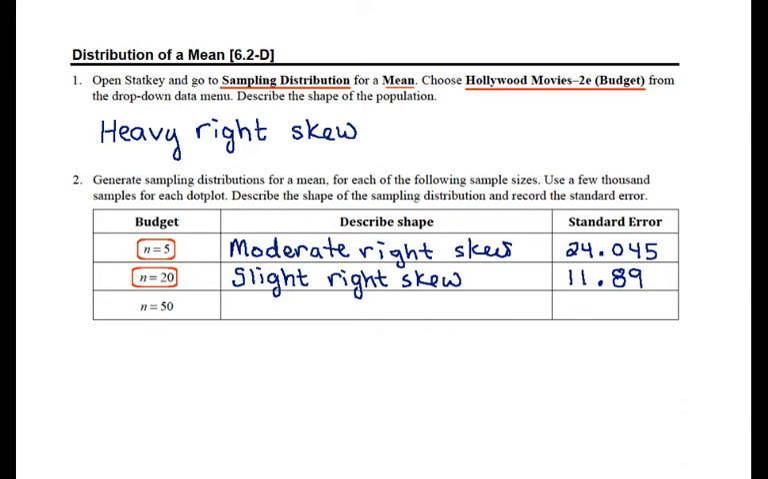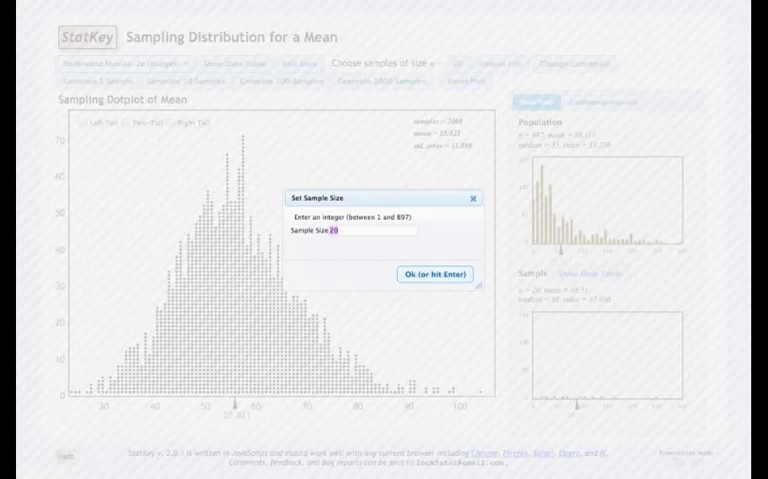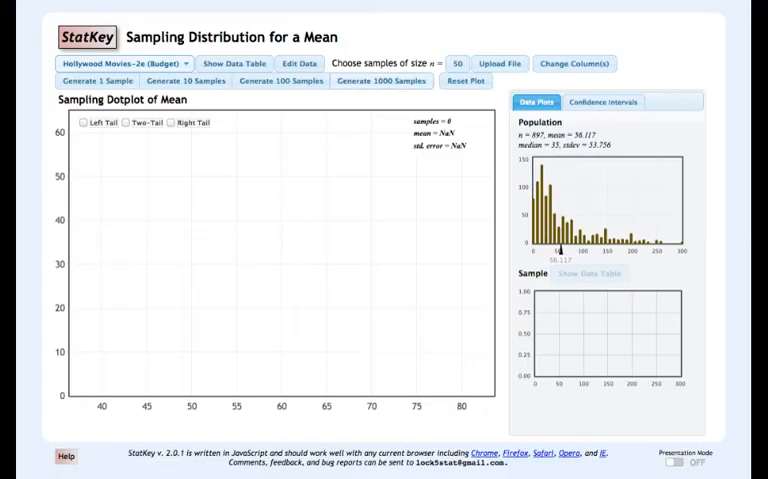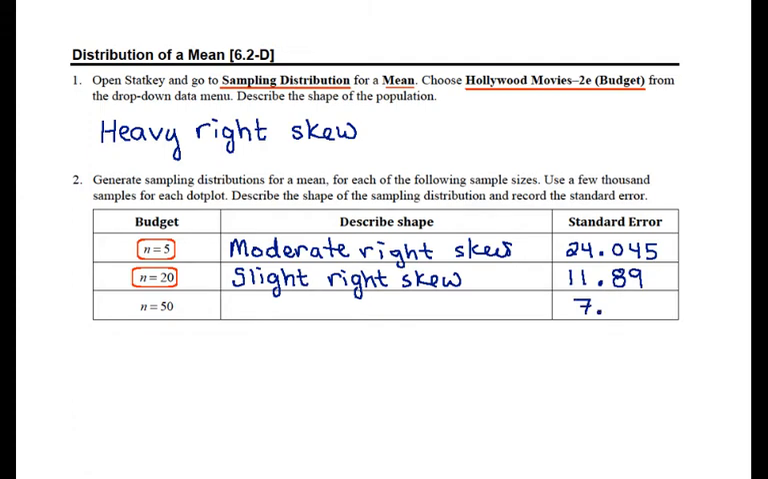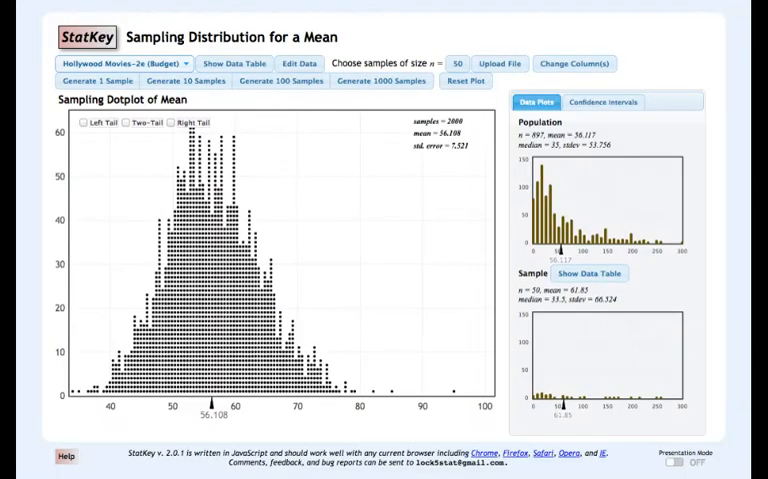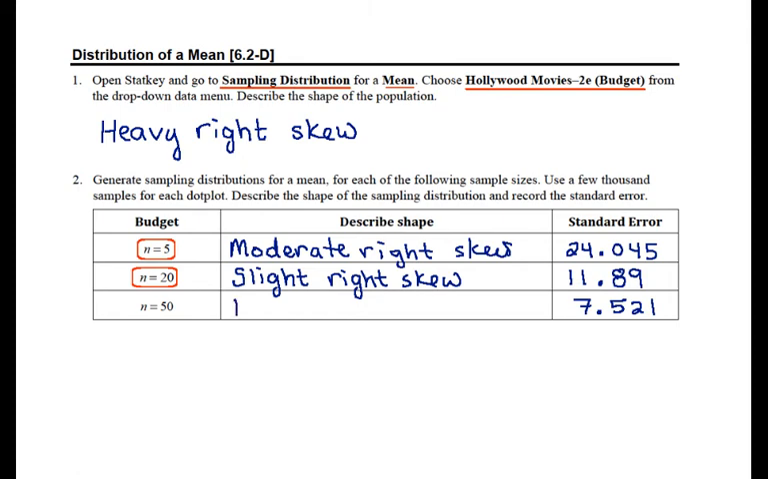Now we'll go to n equals 50. Again, generate a few thousand samples. We now have a standard error of 7.521. And we can also see that the skew is almost completely eliminated. We have a really nicely bell-shaped curve, a little outlier over here to the right, maybe a few, but almost entirely a nicely bell-shaped curve. So bell-shaped at n equals 50.